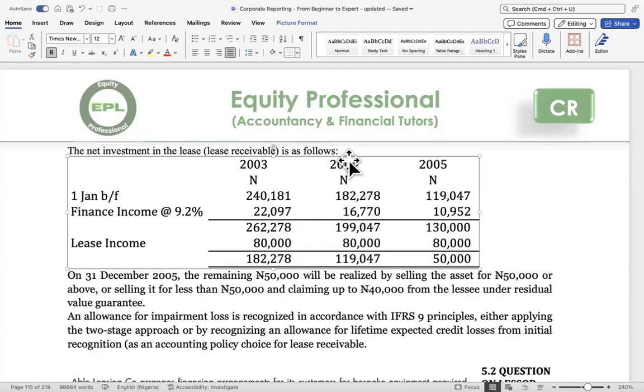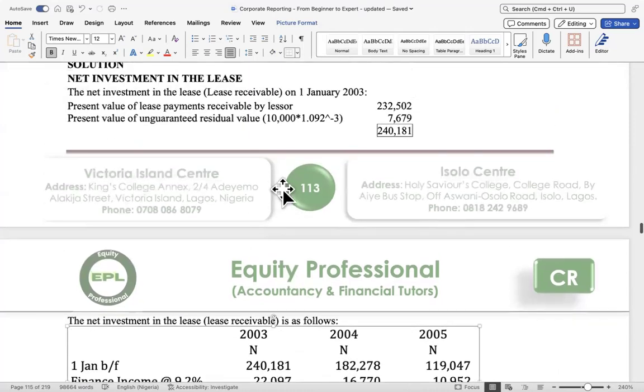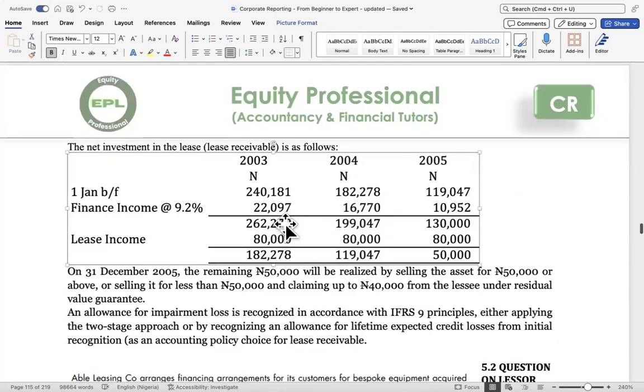Okay, I'll come again, but I'm a little surprised because this is the same thing as we did in lease liability. So on 1st January, this balance brought forward is 24181 from this value at the beginning. I will add my finance income at 9.2%, which is 22,097. If I add that together, I get 262,272. Then I remove my lease rentals, the rent I will collect, which is 80,000. Then it gives me 182,278. Then I carry that forward to the next year.